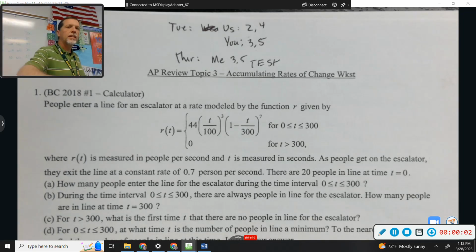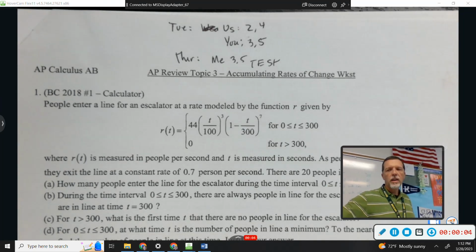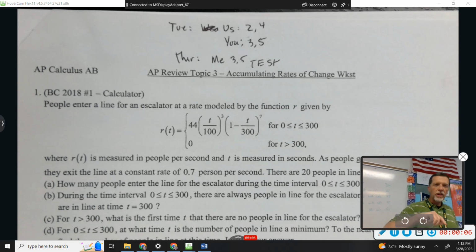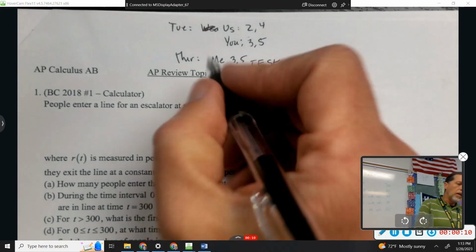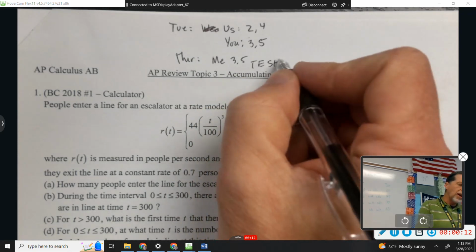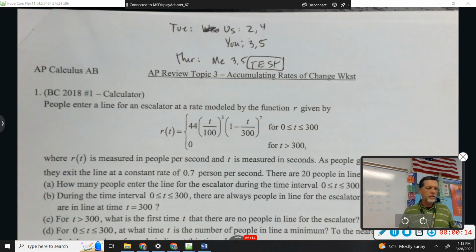So in class today we'll do 2 and 4 together, and then I'll assign 3 and 5, and then on Thursday I'll do 3 and 5, and then we'll take the test. So that's sort of the roadmap.